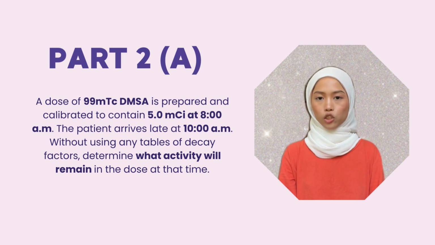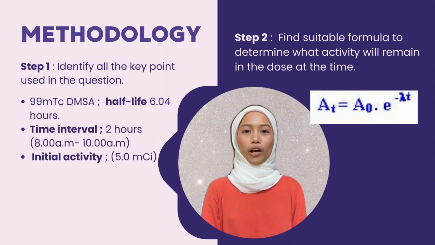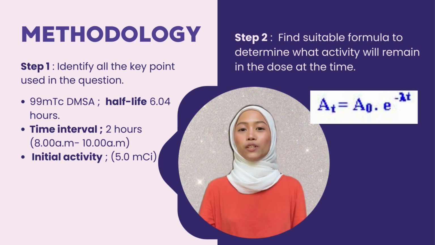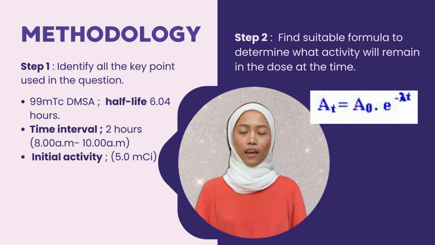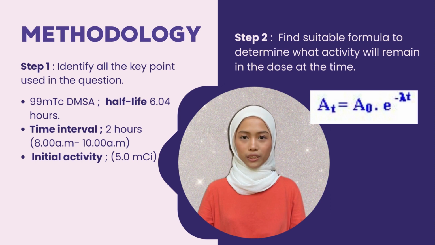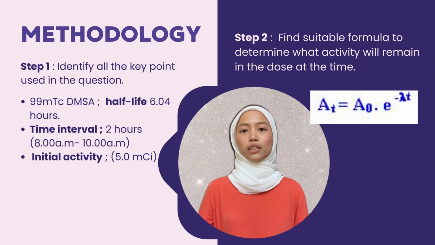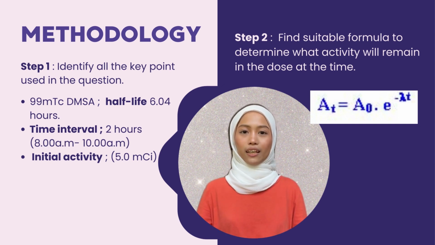To answer this question, we have to follow these steps. First step is to identify all the key points used in the question. As we can see here, the dose used is 99mTc DMSA. According to the National Institutes of Health website, the half-life of technetium-99m is 6.04 hours. The time interval between elution and preparation is 2 hours, from 8 AM until 10 AM. The initial activity is 5.0 mCi.